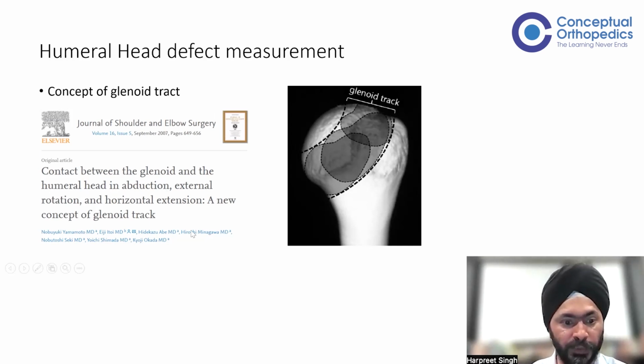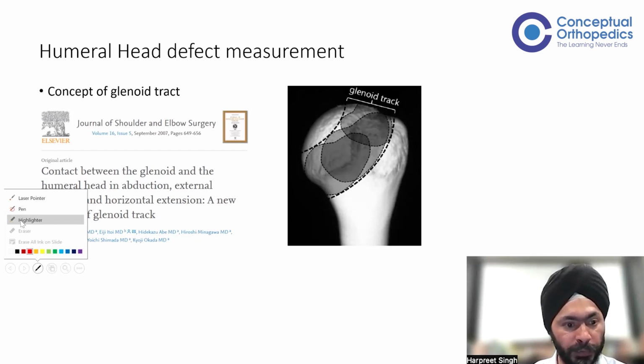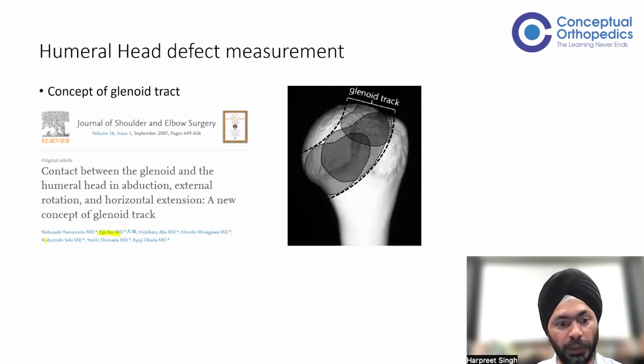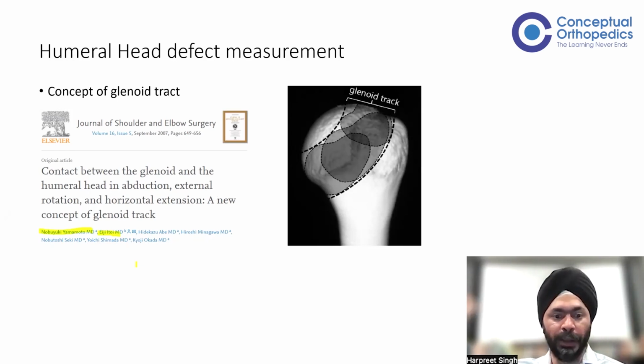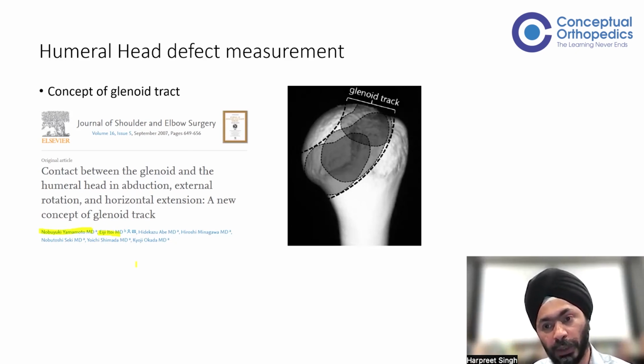This concept was given by a famous author by the name of Itoi. Itoi is a Japanese shoulder surgeon, Yamamoto and Itoi. They came up with the concept of glenoid track. They said that when you take the arm in abduction, external rotation, and horizontal extension, and take it through various degrees of rotation, there's a track through which the humeral head and the glenoid interact. So glenoid moves through a track on the humeral head, and that is a very predictable path of articulation through which the glenoid and the humeral head interact in abduction and various degrees of rotation. This area where the glenoid articulates with the humeral head during abduction and rotation is known as glenoid track.